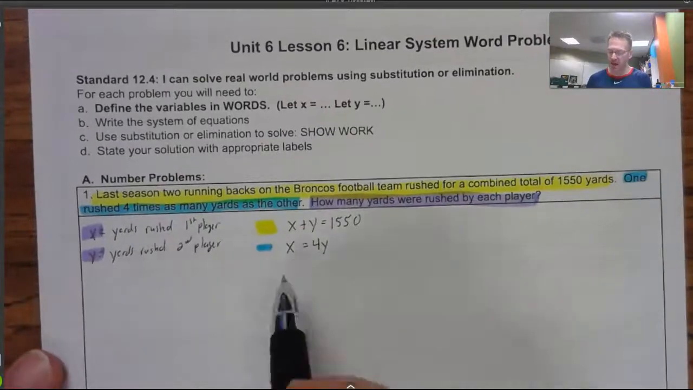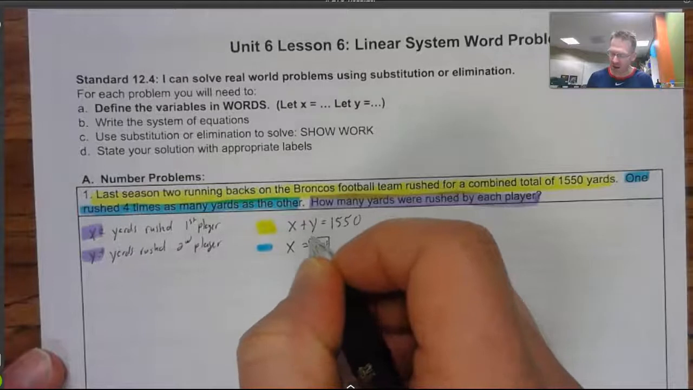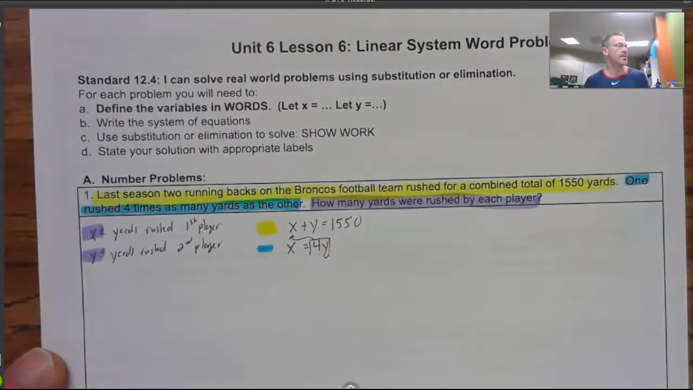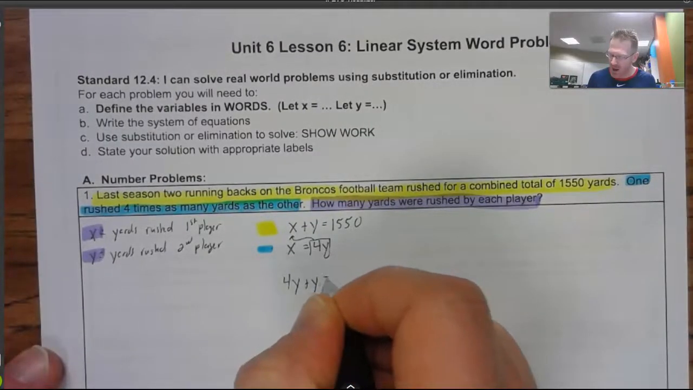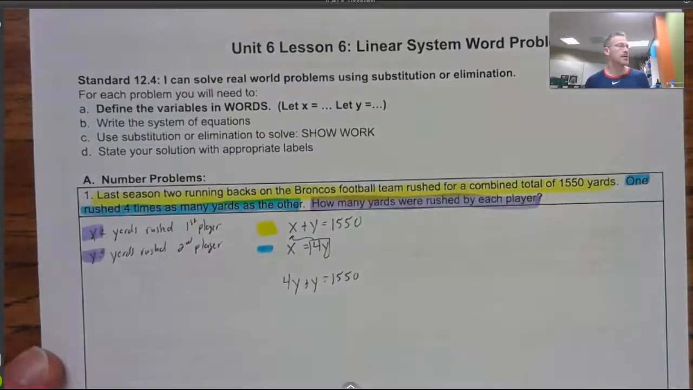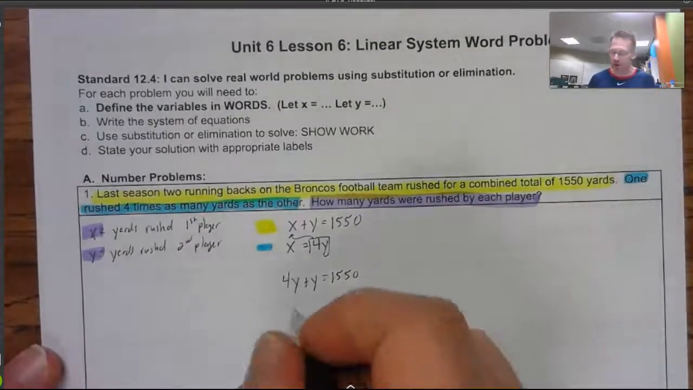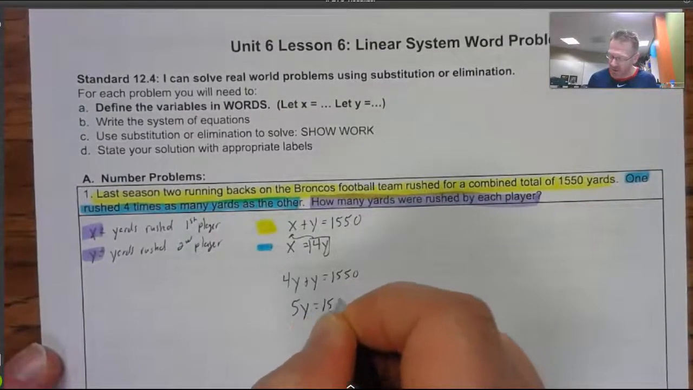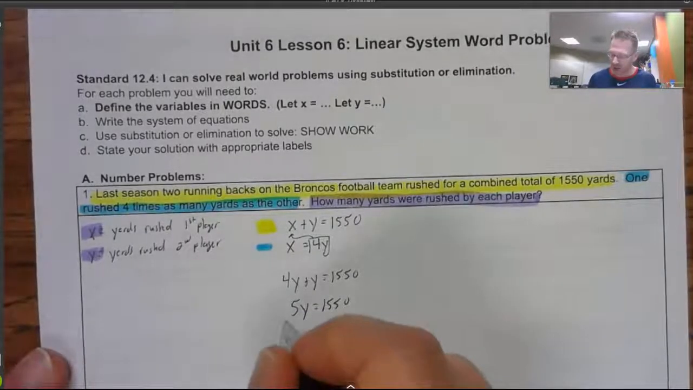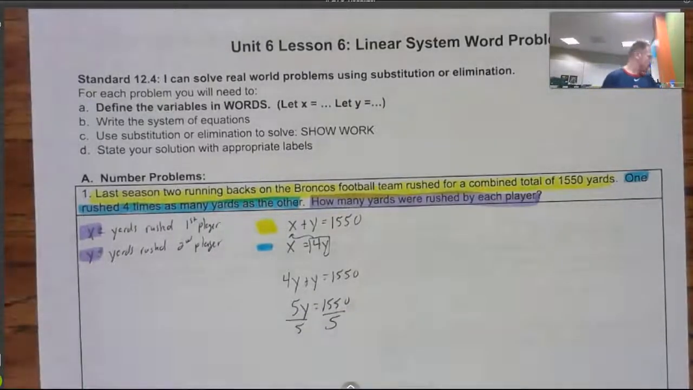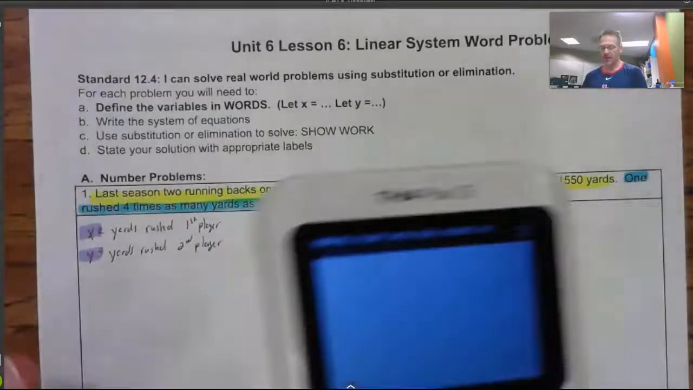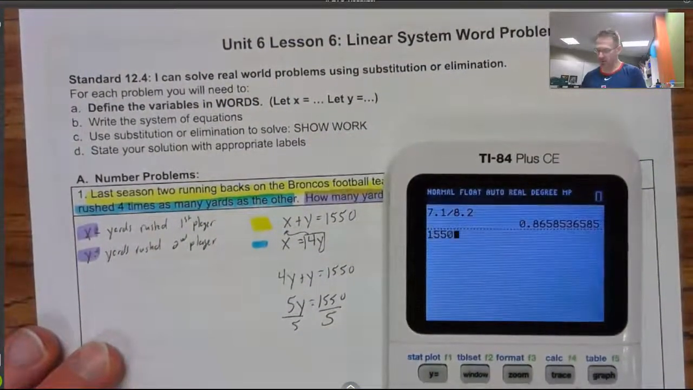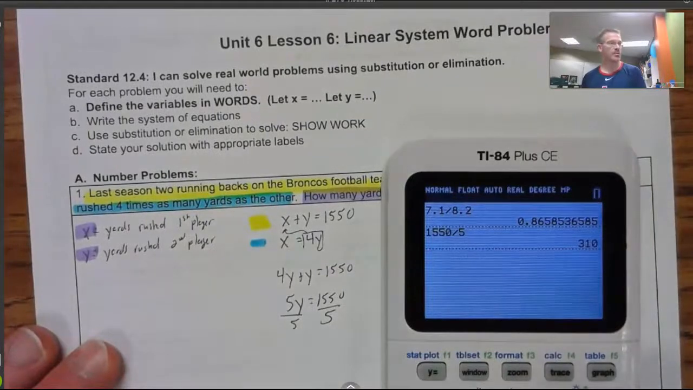So notice, since I have x equals 4y right here, I can substitute right in for that x in that first equation. If I do that, I get 4y plus y equals 1,550. And now notice I can combine like terms, so 5y equals 1,550. Then I can divide this by 5. If I grab my calculator here, I don't know that math fact off the top of my head. So 1,550 divided by 5 is 310.